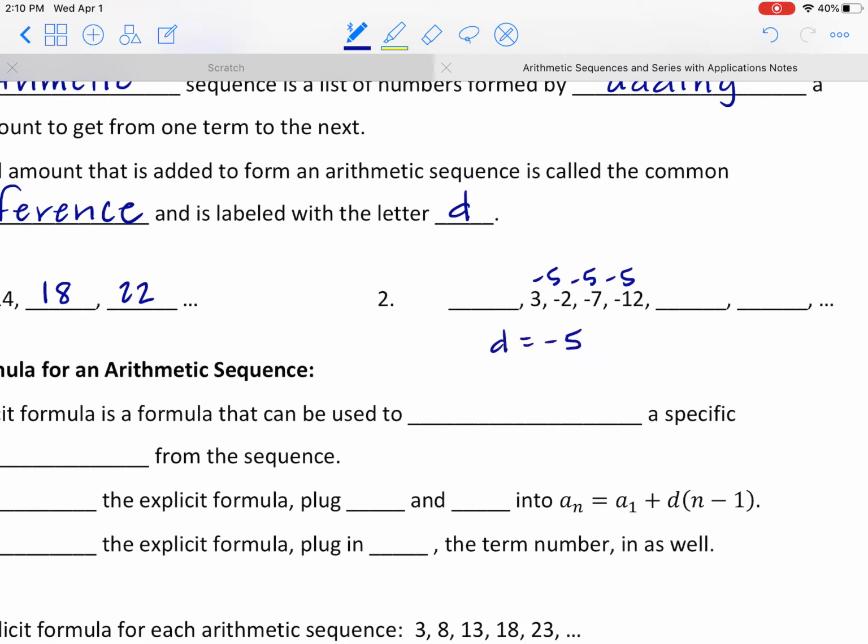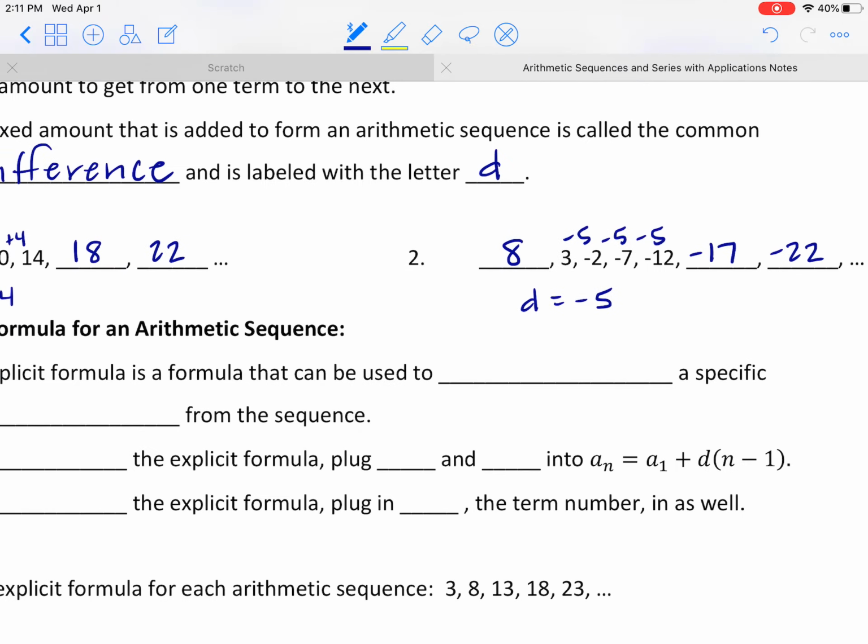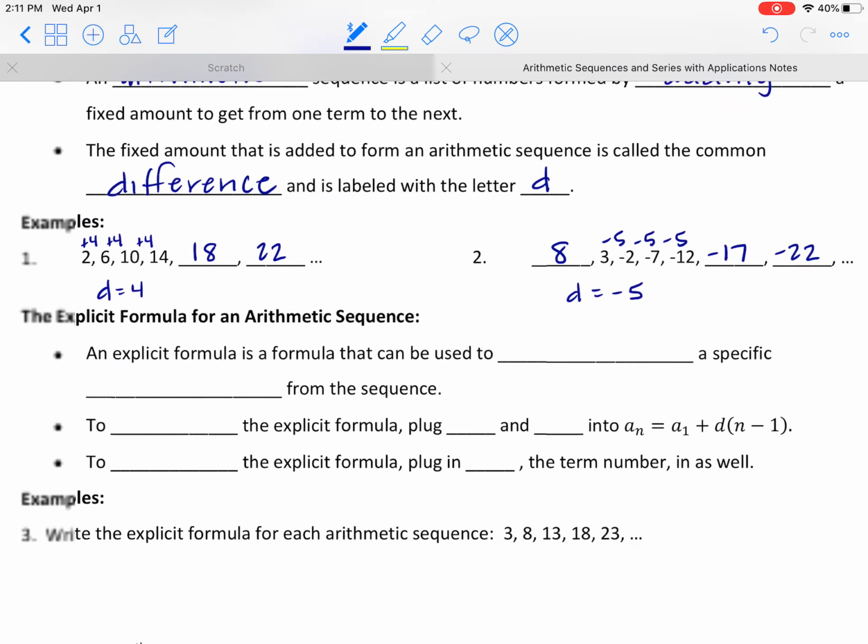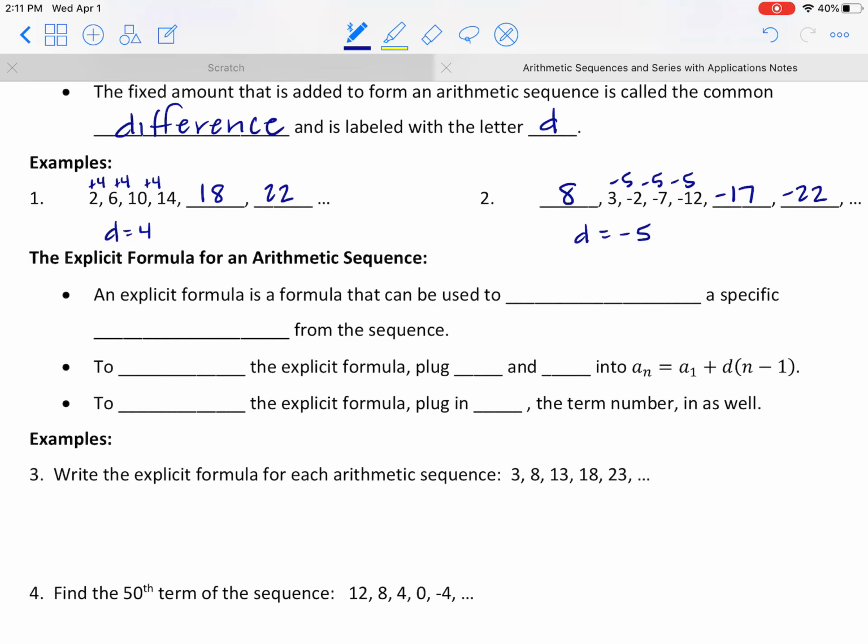And so going forward, negative 12 minus 5 would make negative 17 the next term. Minus 5 would make negative 22 the next term. And if I had to go and get the first term on this list to work backwards, I would have to add 5, which would mean 8 would have been the first term on that list. Okay? So an arithmetic sequence is just a list of numbers. It's formed by adding a fixed number to get from one term to the next.